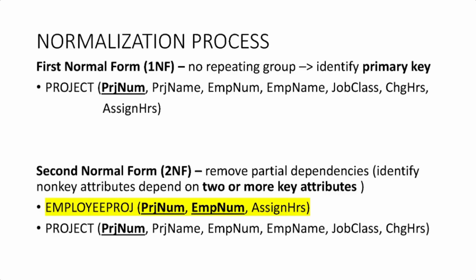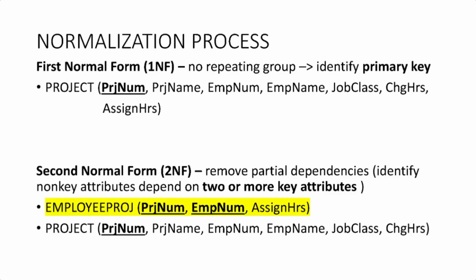Right? Second normal form means we have to remove partial dependencies, which is to identify the non-key attributes that depend on two or more key attributes. So to make it into third normal form, we have to go to the second normal form first, and for this second normal form, we have to remove partial dependencies. What we have here is the first normal form, right? And from this, we need to identify which attributes depend on two or more key attributes.